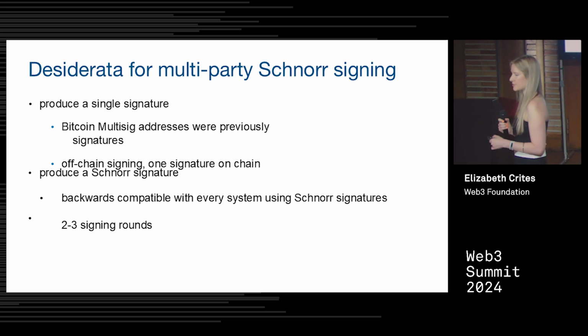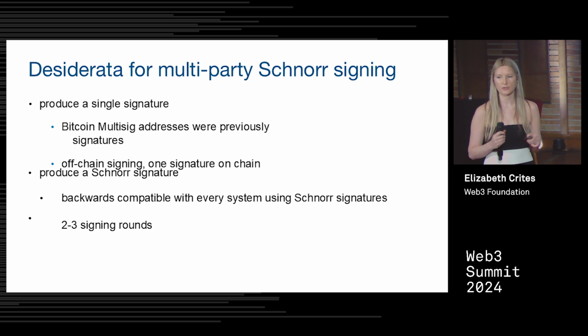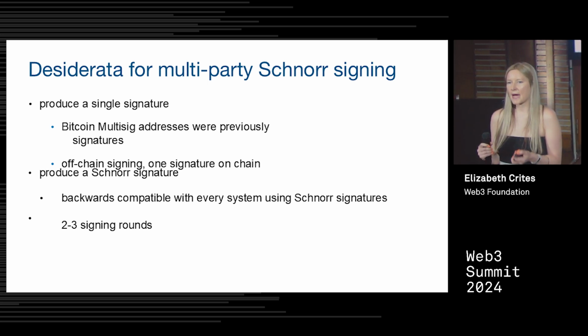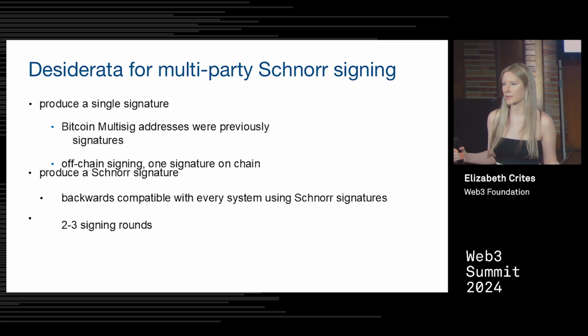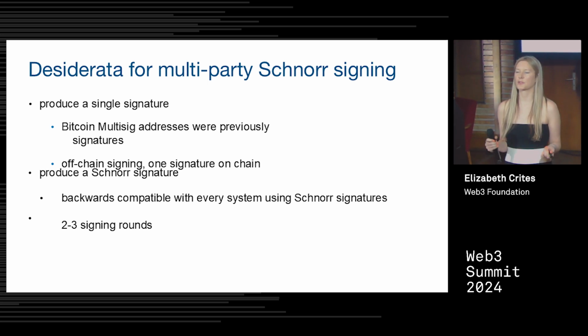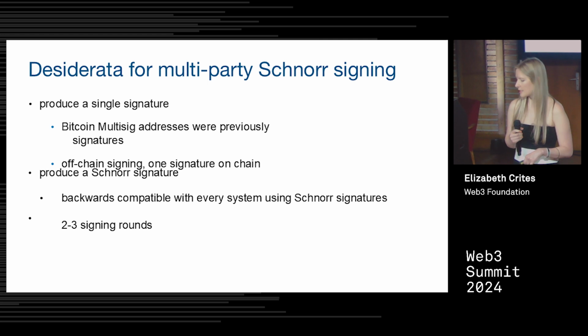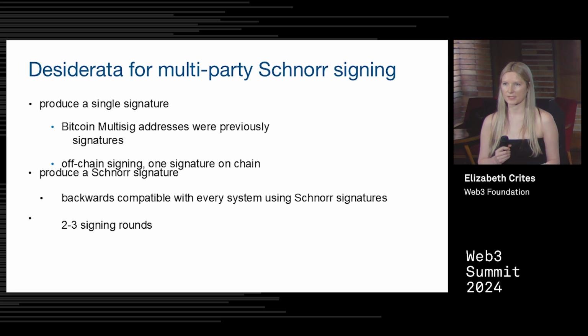So the properties that we're interested in for multi-party Schnorr signing are as follows. One, we want it to produce a single signature. So in the past, Bitcoin for its multi-sig addresses was just taking in N signatures and verifying them individually and saying, have some policy, these set of signers have participated, and now we just aggregate into the signature. But what we really want is for the signing for multiple parties to occur offline, and for the result of that to be a single signature that's posted on chain. This single signature should verify exactly like a standard single party Schnorr signature.